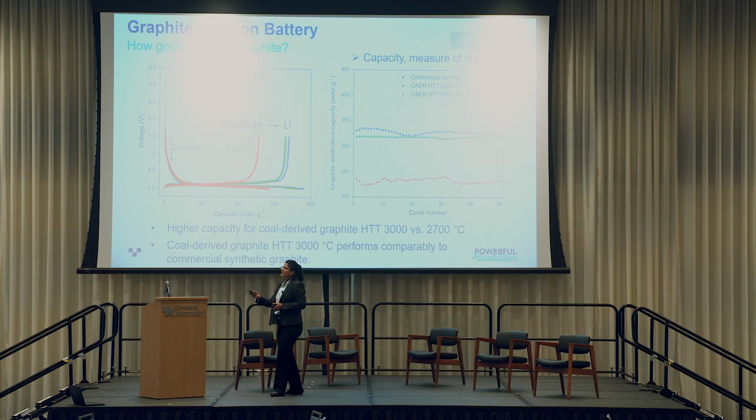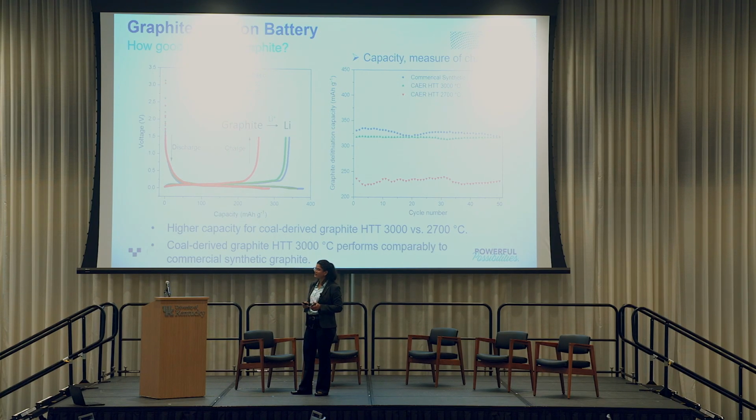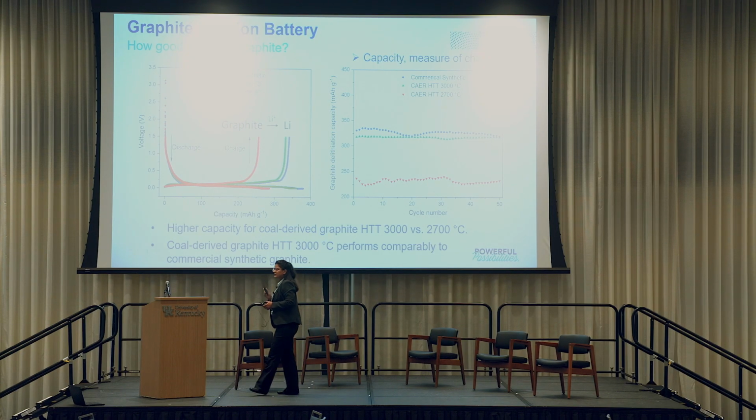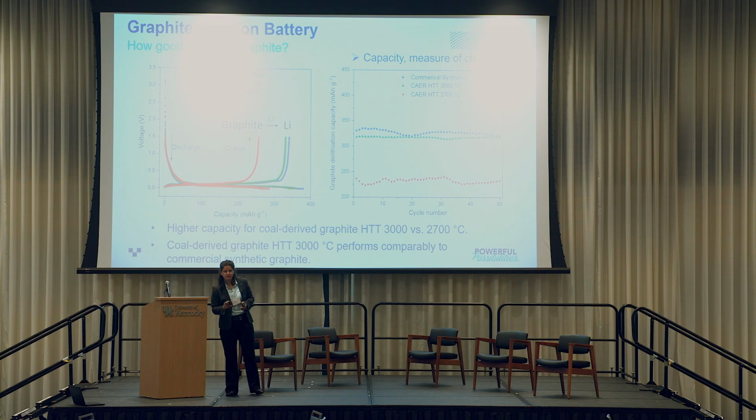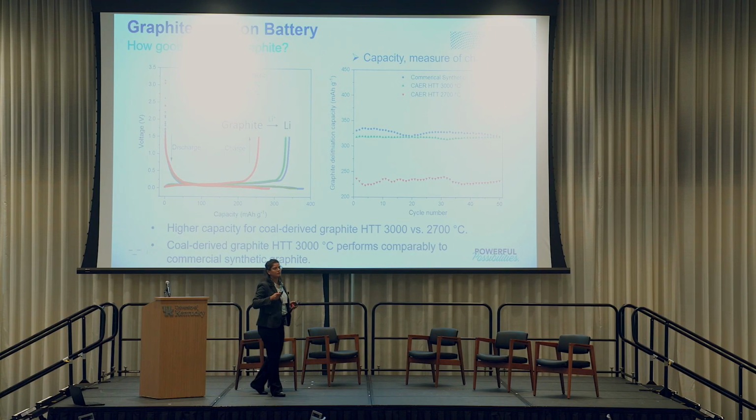So you will see here that the red line on the left chart is a graphite that is heated to 2700 degrees Celsius. The green is 3000, and the blue one is a commercial synthetic graphite, and the x-axis shows the capacity number. So you can clearly see that at 2700 degrees Celsius, the red plot is not as good. But if we use the temperature knob and increase the temperature to 3000 degrees Celsius, we can increase the graphite capacity.